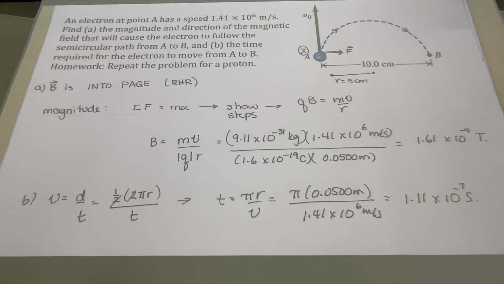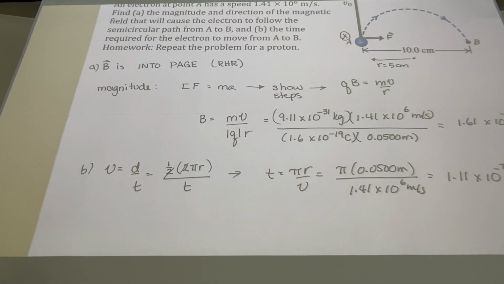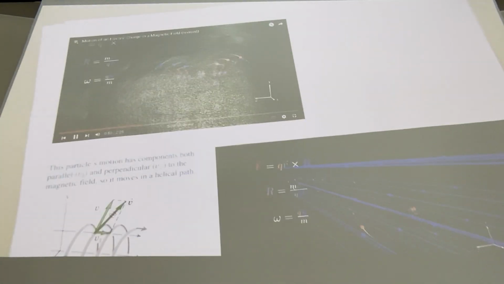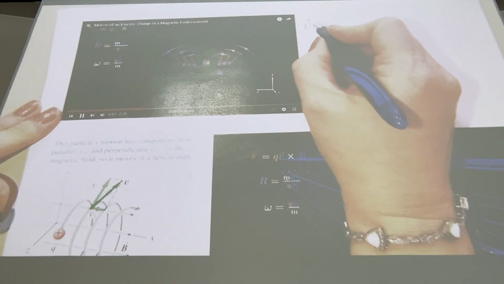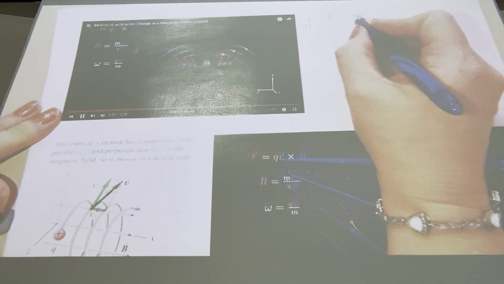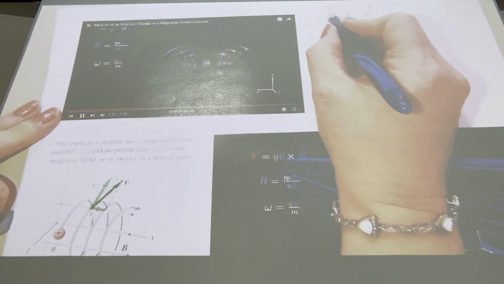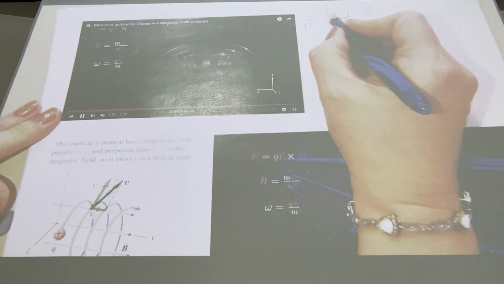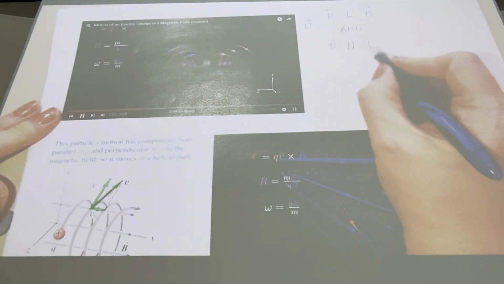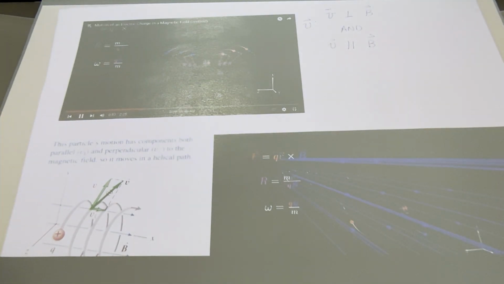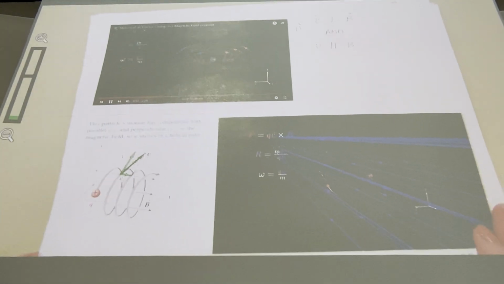So now the next thing we'll do is think about a little bit different part of our V. What if our V has 2 components? So what if V has a part of the velocity perpendicular to the magnetic field and a part of the velocity parallel to the magnetic field? Okay, so that's kind of an interesting thing. And we could certainly have that happen.